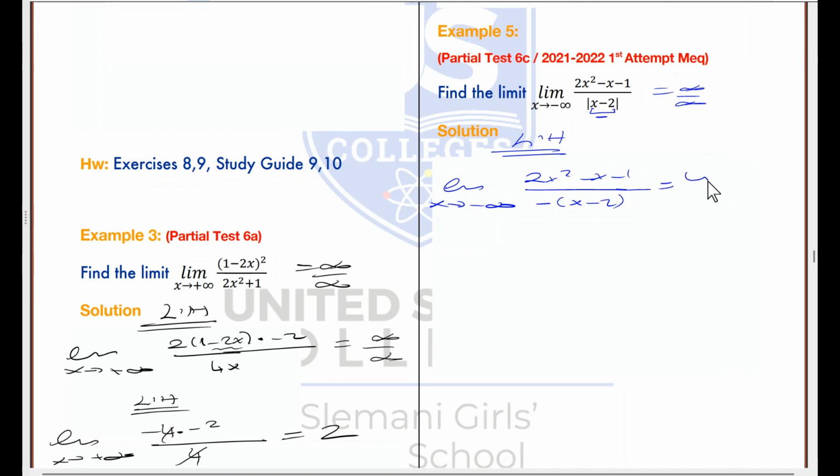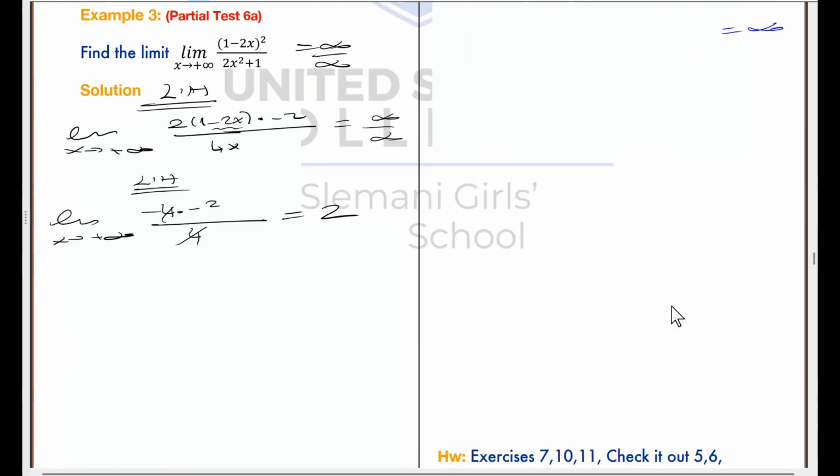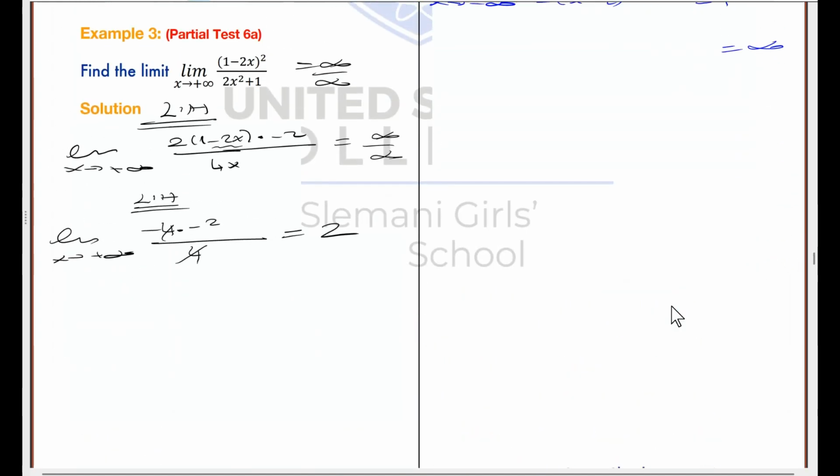Derivative of top is 4x, bottom is negative 1. When I insert negative infinity back, it's going to be negative infinity over negative 1. Negatives cancel each other. It's going to be positive infinity. If it was about finding the horizontal asymptote, there wouldn't be any horizontal asymptote. So that's all for now.